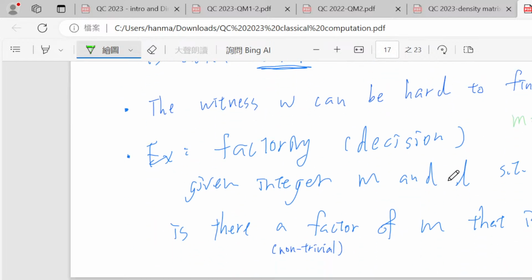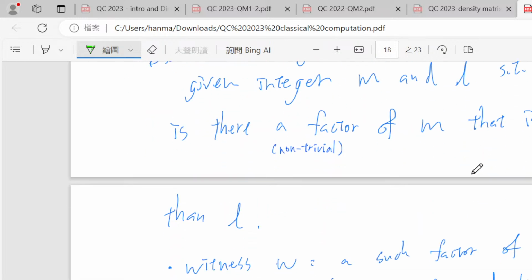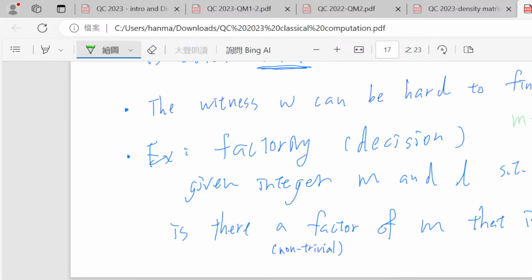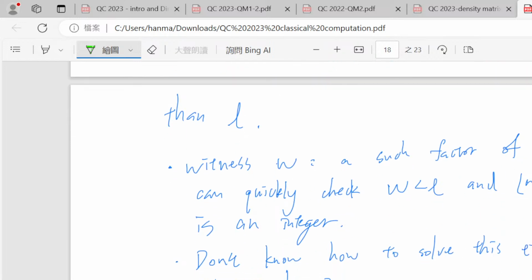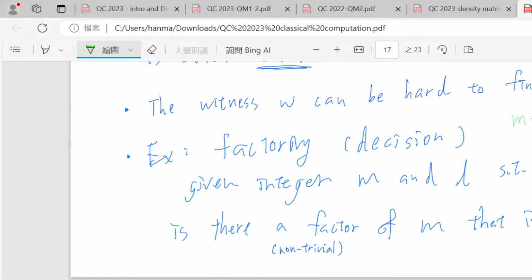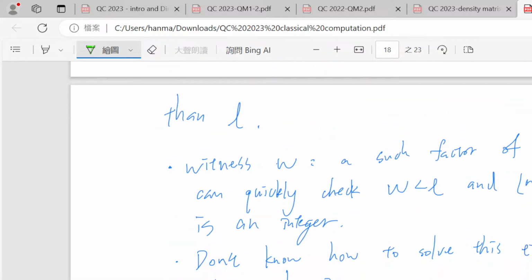So here is the example of NP. With factoring, you have an integer, and because division is easy to do, if you are given a possible factor w or p, then you can easily check whether m divided by w is an integer. But if you are not given this w, then you need to try every p up to m, and there are a lot of things to try, and that might be really hard. At least we don't know how to efficiently solve this.